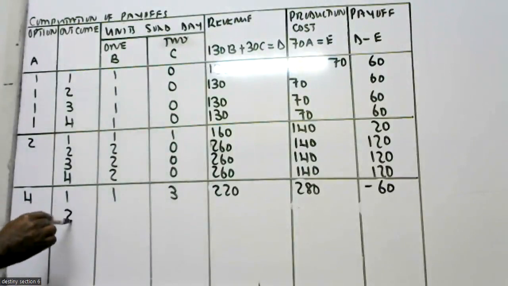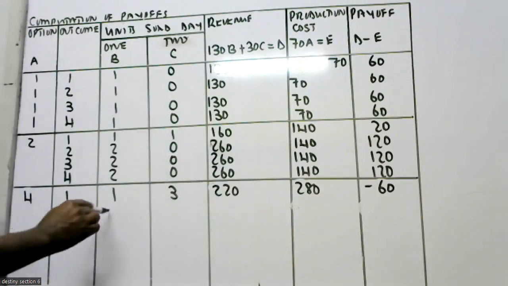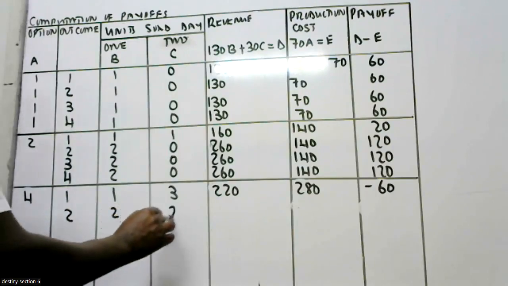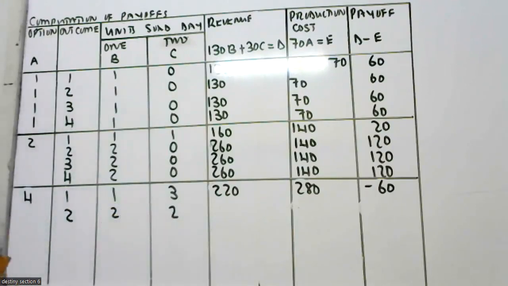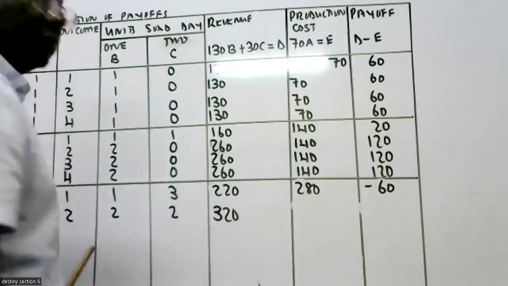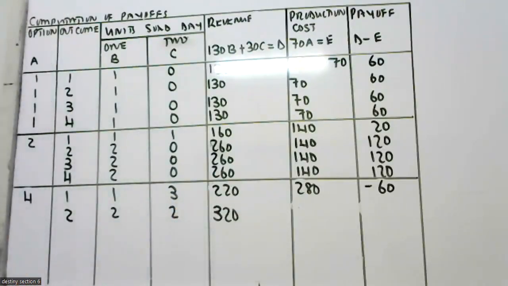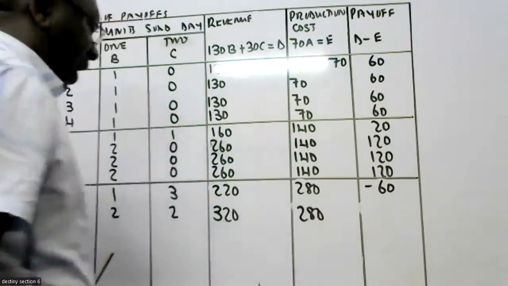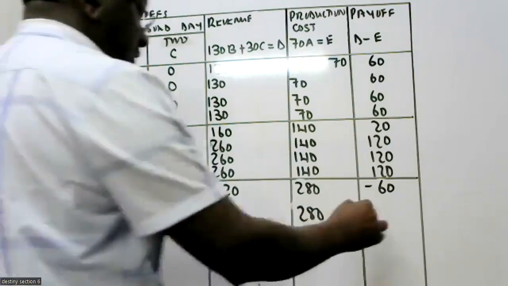If demand is 2, the units sold the same day are 2, and the following day you sell 2. So 2 times 130, that is 260, plus 60, that is 320. The cost still remains 280. So when you subtract, this gives you a profit of?